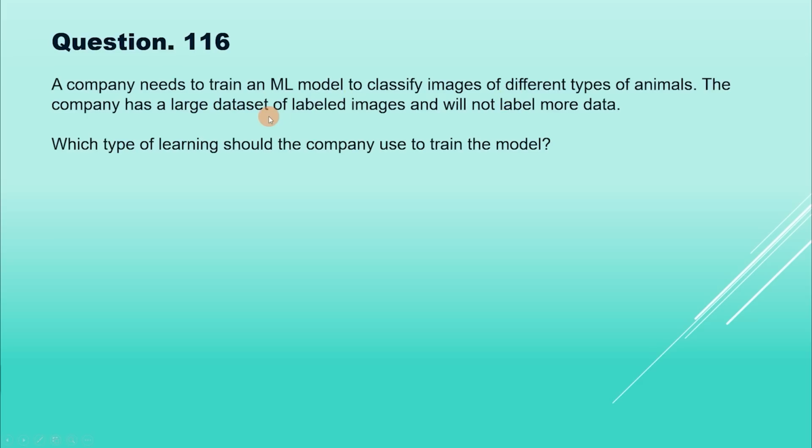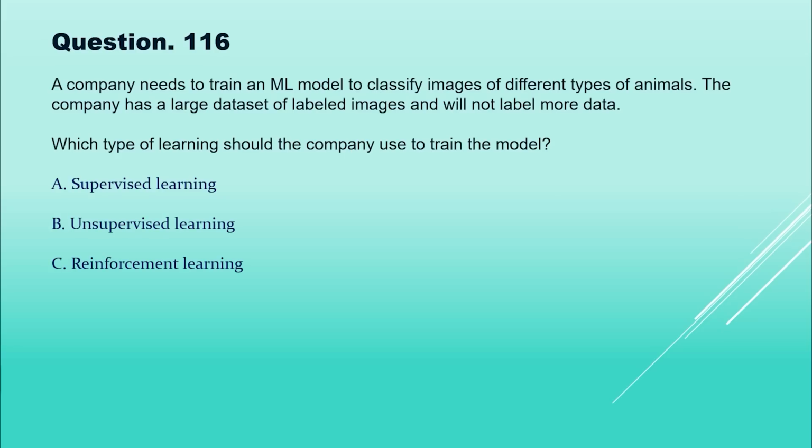The company has a large data set of labeled images and will not label more data. Which type of learning should the company use to train the model? Here are the options. Option A, supervised learning. Option B, unsupervised learning. Option C, reinforcement learning. Option D, active learning.